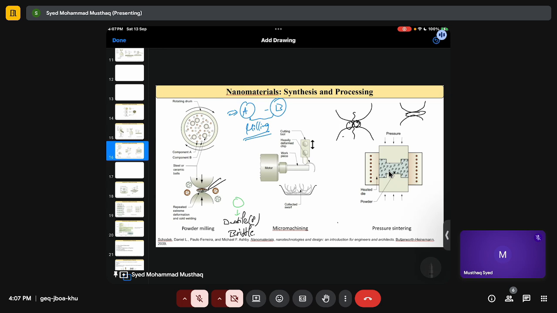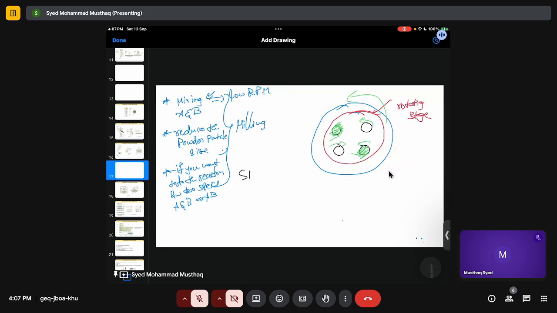And then you have micro machining. People have seen this micro machining everywhere, even in lathe machines. Whenever you have a cutting tool and your workpiece and you do the machining, the cutting tool will take out chips, and those chips can also be used as nanomaterials. And then there is this other thing called pressure sintering. I guess sir has discussed spark plasma sintering, right?